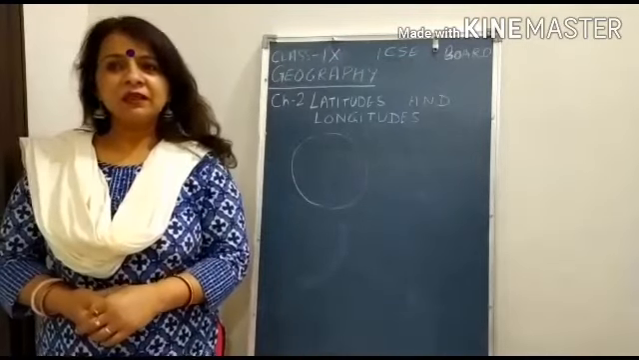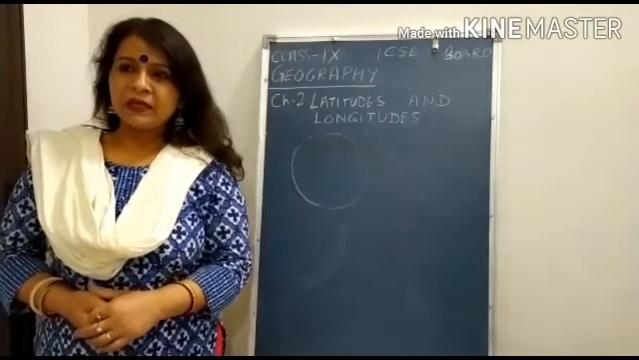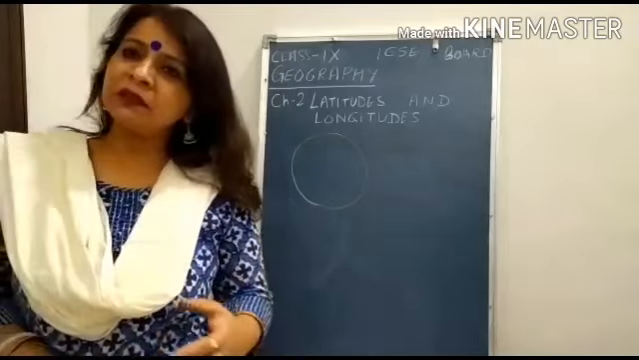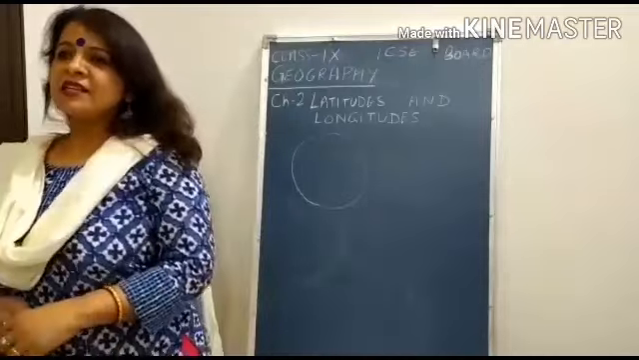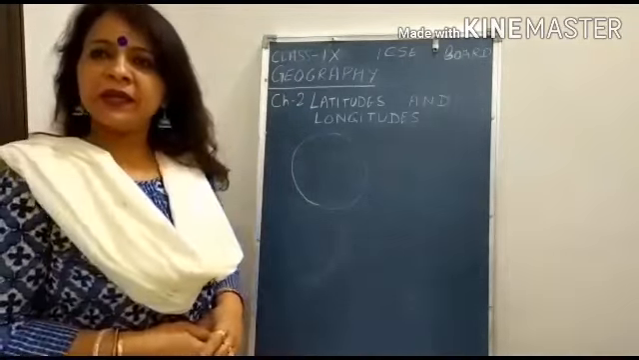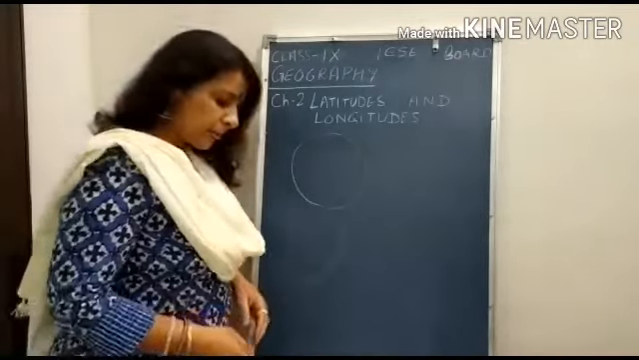Yes, it's not a round shape. It is not a spherical shape. So what is the name of the shape of the earth? Yes, it is geoid or oblique spheroid. Geoid or oblique spheroid. Okay.